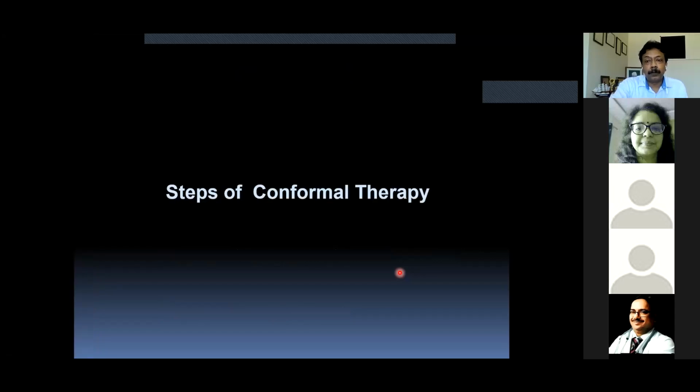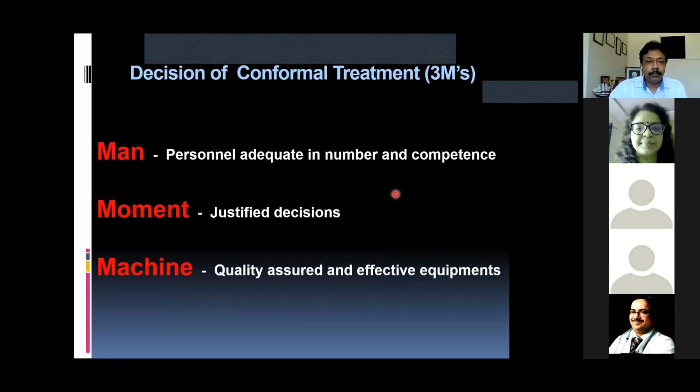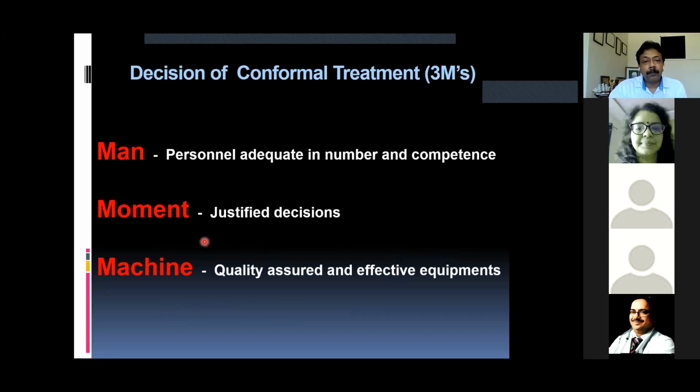Now, steps of conformal radiotherapy. When we want to do conformal radiotherapy, there are 3 aims that should be considered behind this decision. First is man, the personnel, their number and their competence. Second is moment, the requirement should be justified as per the requirement of the patients and other logistics. And machines means quality assured, effective radiotherapy equipment.